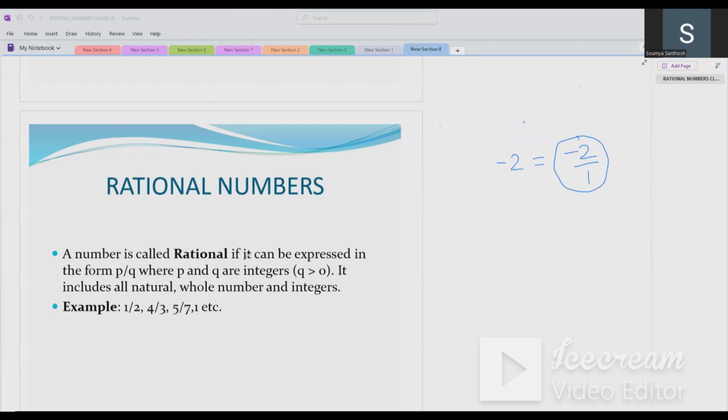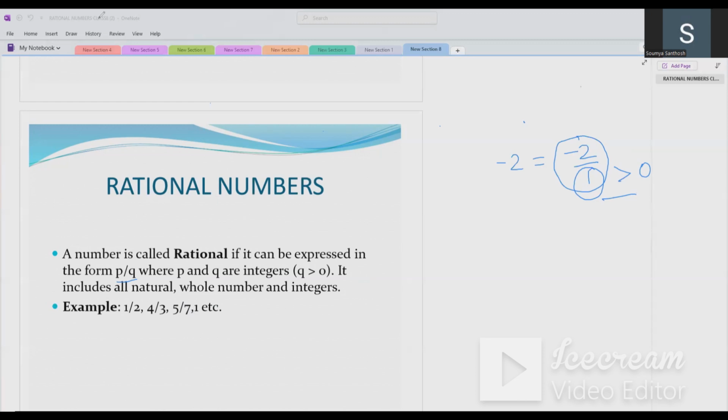A number is called rational if it can be expressed in the form of p/q, where p and q are integers. But the important condition is that q should not be equal to 0. Why are we telling like that? Because we cannot divide by 0. We cannot put the denominator as 0 in any case, right?